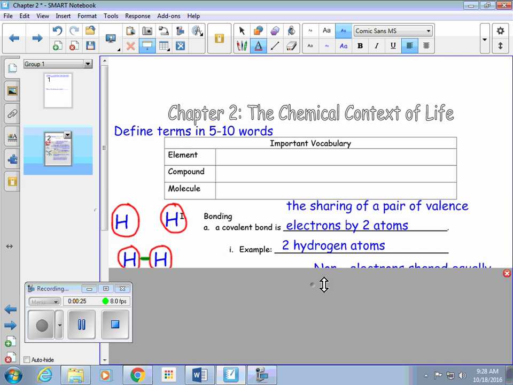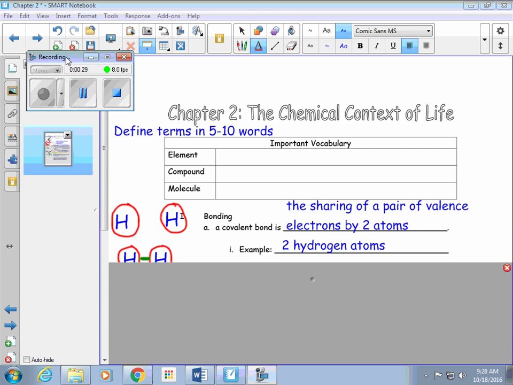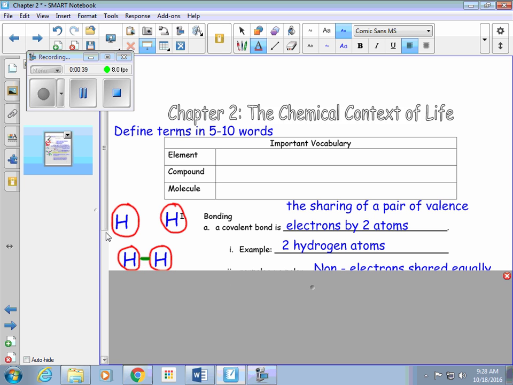So there are three types of bonds we're going to talk about today. One is covalent bonding. A covalent bond is when there's a sharing of a pair of electrons between two atoms. A good example is a pair of hydrogen atoms.